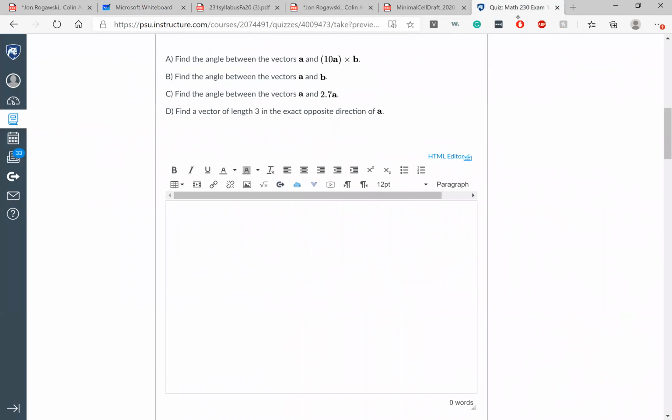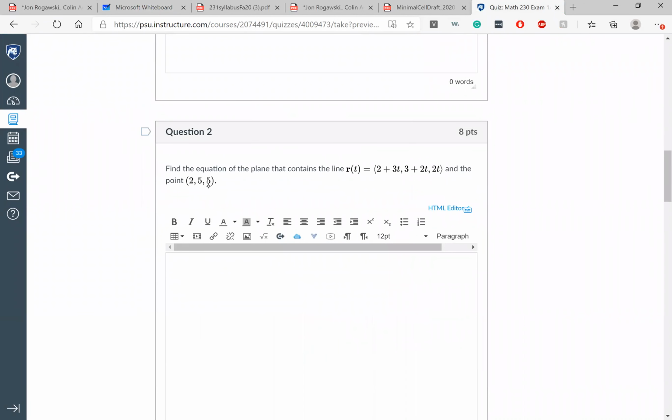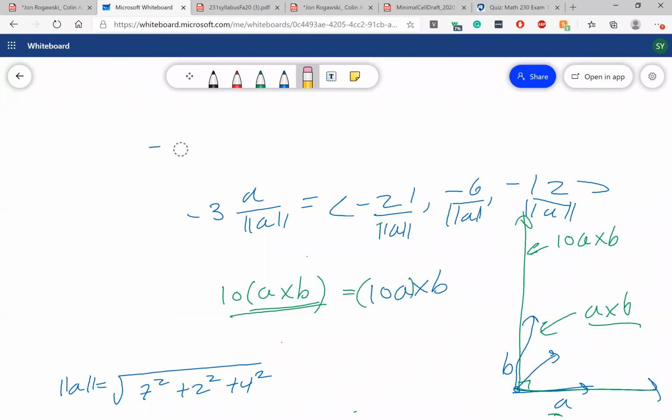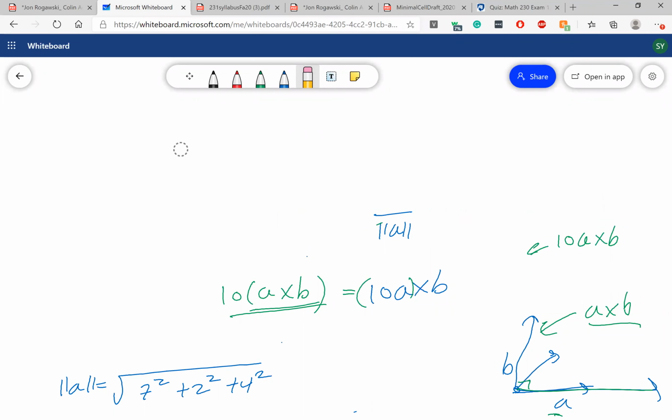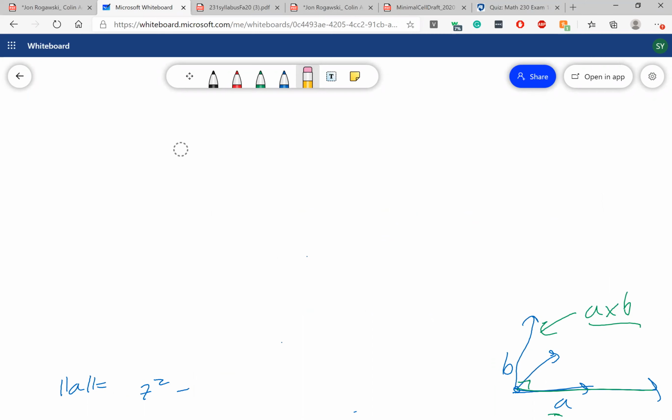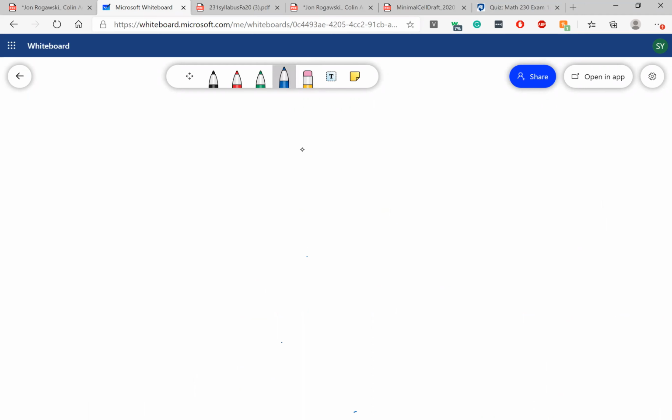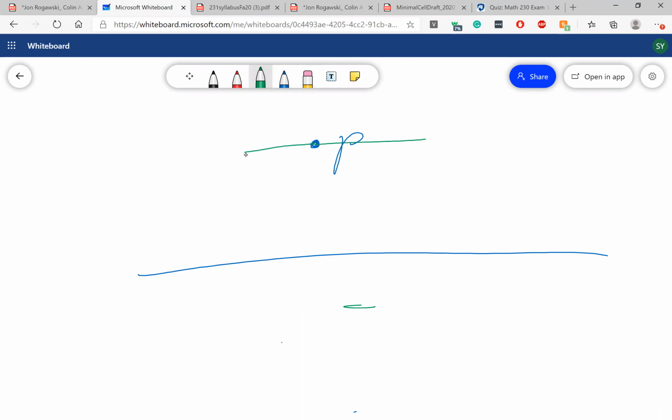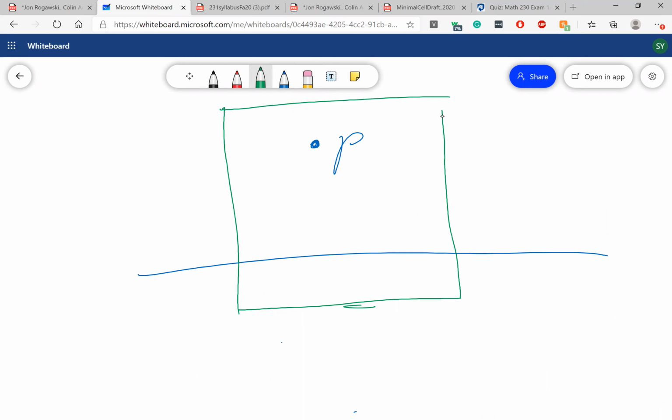So the next problem is they want us to find the equation of the plane that contains this line and this point. First, just in theory, let's look at what we're going to try to do. Let's say this is my point P and this is my line, and I want to find the plane that contains the point P and contains this line.